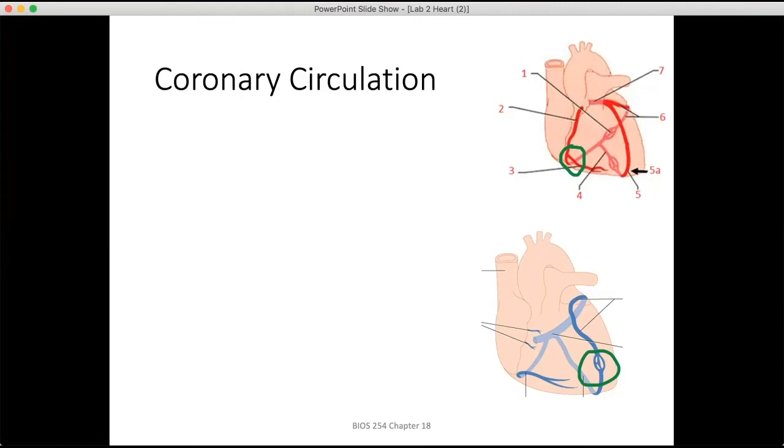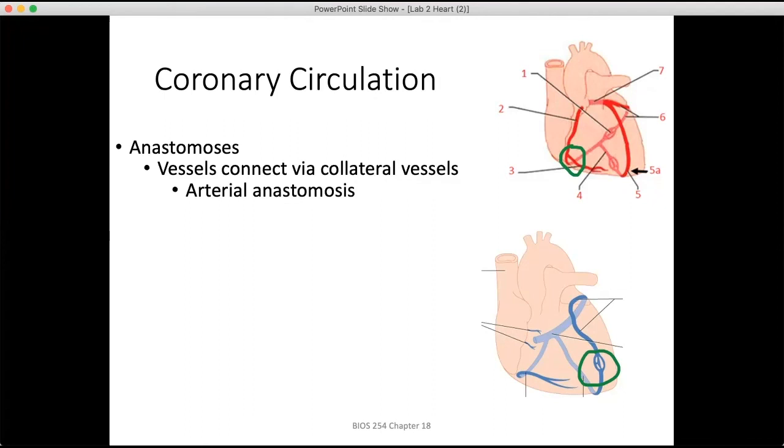The coronary circulation contains numerous anastomoses. These are blood vessels that connect via collateral branches or vessels. If the collateral branches connect two arteries, it is called an arterial anastomosis, and that is illustrated in the upper right heart. If the anastomosis is between two veins, it is a venous anastomosis, as seen in the lower right heart. You can also have an anastomosis between an artery and a vein, and that will be called an arterial venous anastomosis.